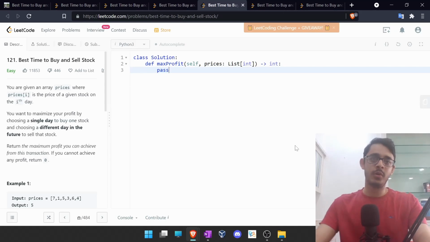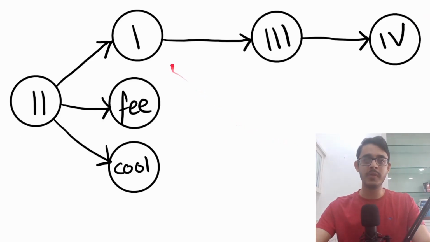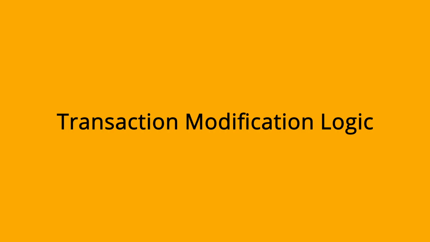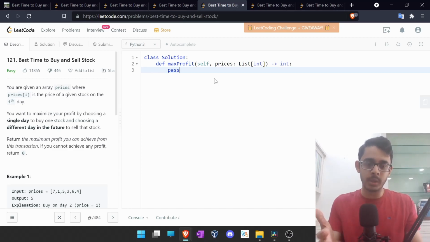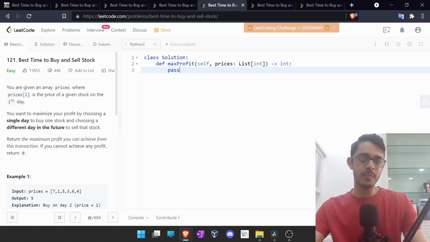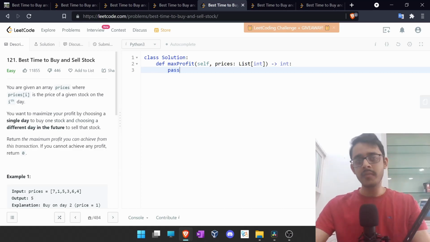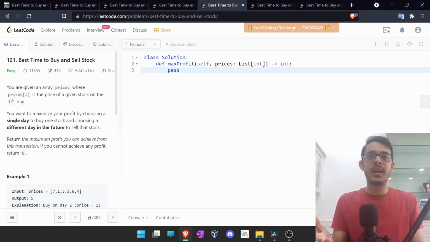Now we want to solve this chain of questions, which is going to be 1, 3, and 4. Okay, so the first thing we'll do is try to understand what is the commonality between 1, 3, and 4. The first thing we see is that in best time to buy and sell stock 1, we have a constraint that we want to maximize our profit by choosing a single day to buy one stock and choosing a different day in the future to sell the stock. This is somehow restricting the total number of transactions we can do.